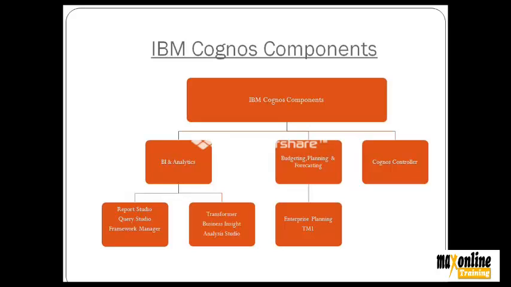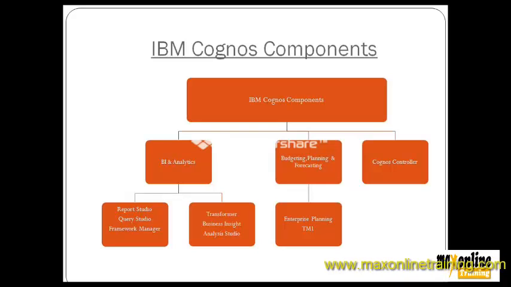For budgeting, planning, and forecasting, IBM has two tools. One is Enterprise Planning, which is the traditional tool that IBM had, and the other is TM1, which is the newly introduced component in the budgeting and planning module. Right now, they're not pitching Enterprise Planning aggressively. It's just TM1 that is being used for budgeting, planning, and forecasting.